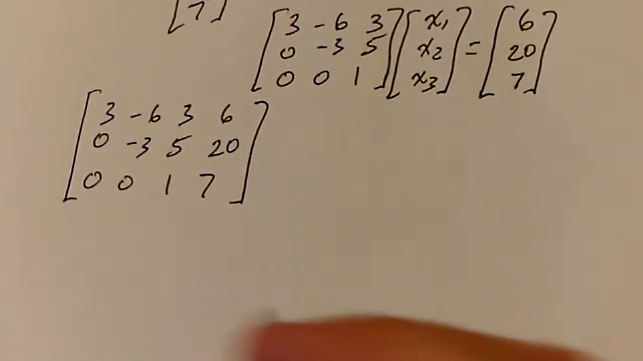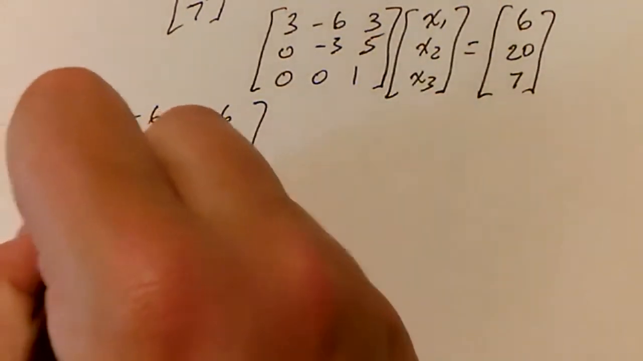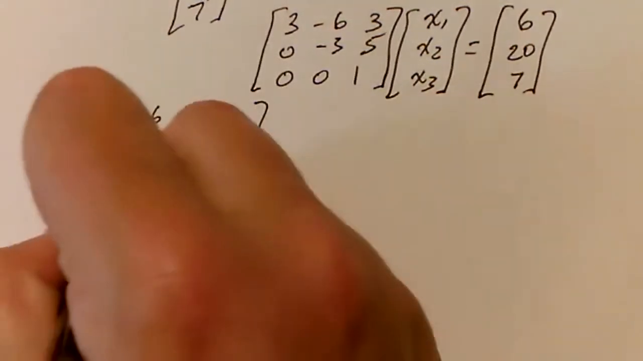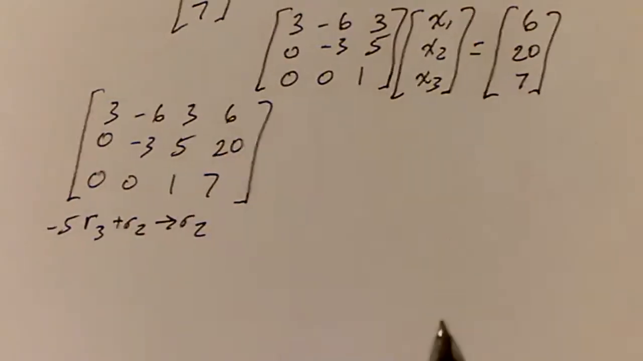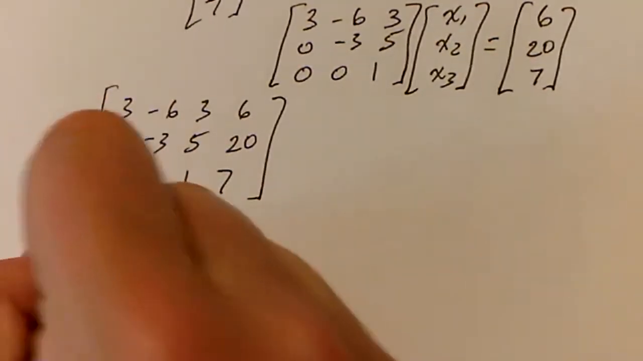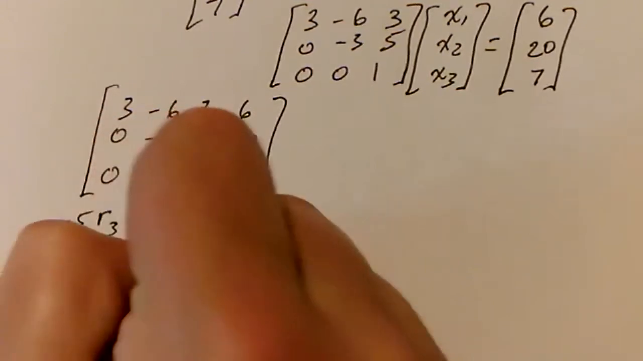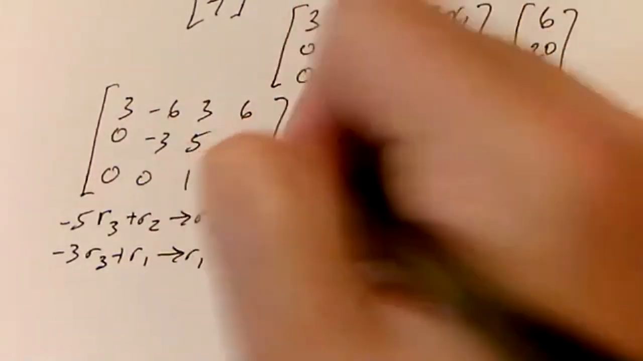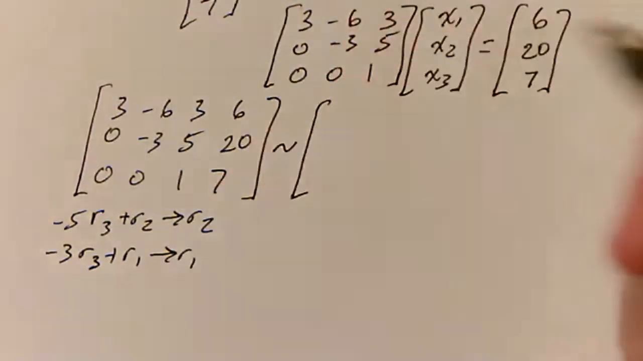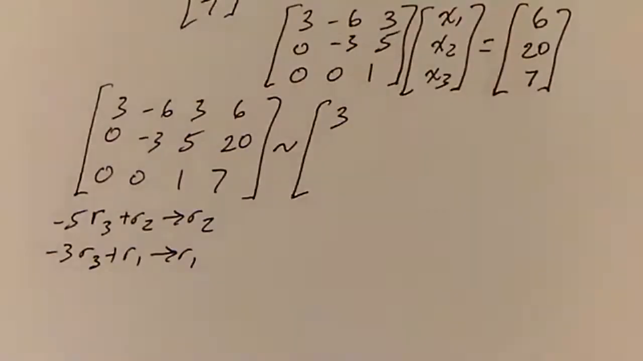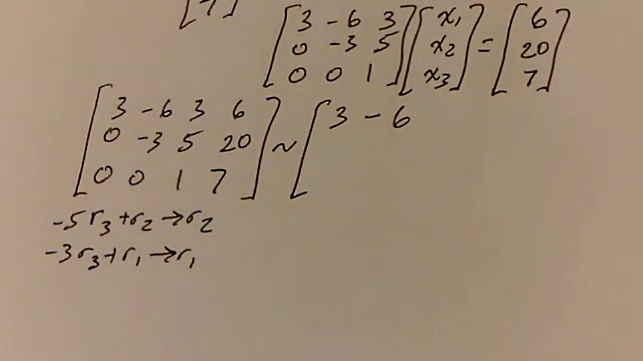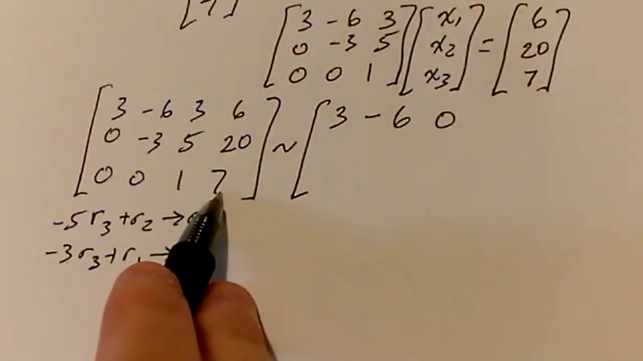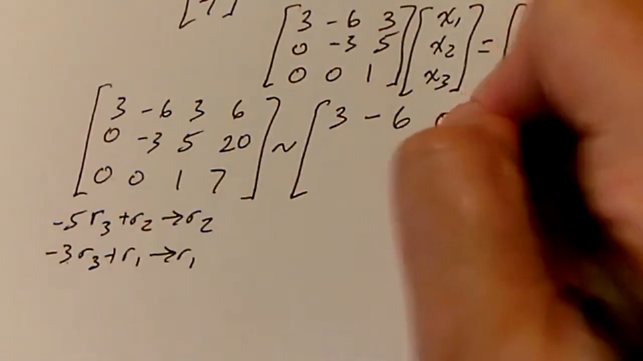Work up. So I'm going to take row 3, but I need negative 5 copies of it. Add it to row 2 and replace row 2, because I'm getting the 1 and 5 together to make 0. And I'm going to need negative 3 copies of row 3. Add that to row 1 and replace row 1. Okay, so I get row equivalents here. My new row 1: 0 and 3 is 3. 0 and negative 6 is negative 6. Negative 3 and 3 is 0. Negative 3 times 7 is negative 21. Plus 6 is negative 15.